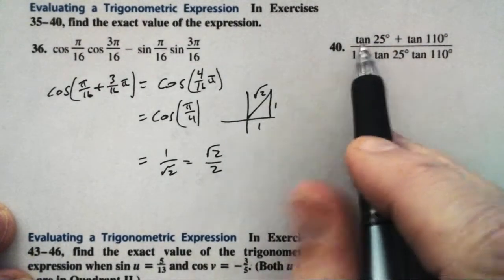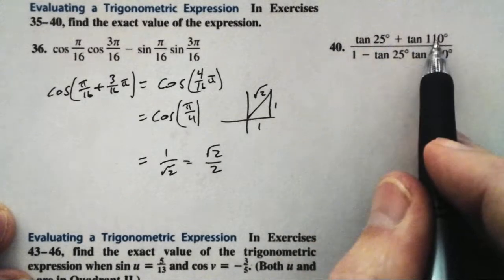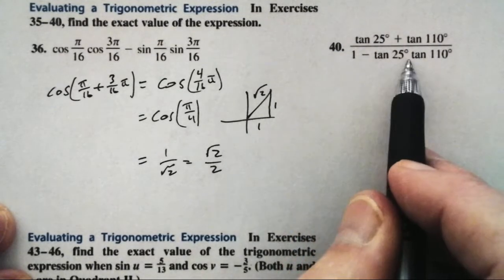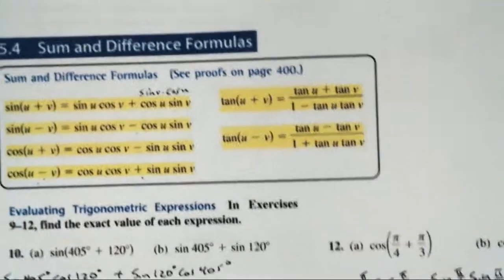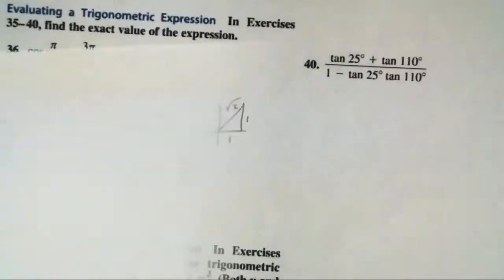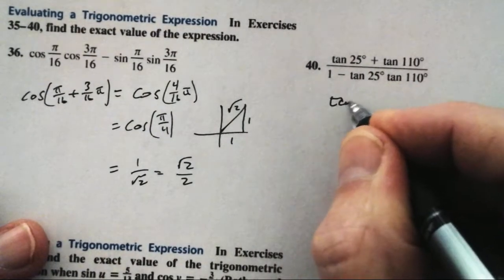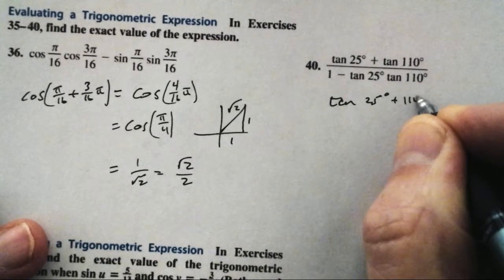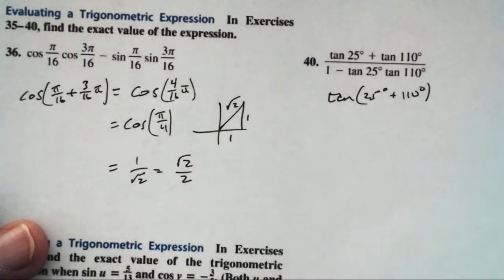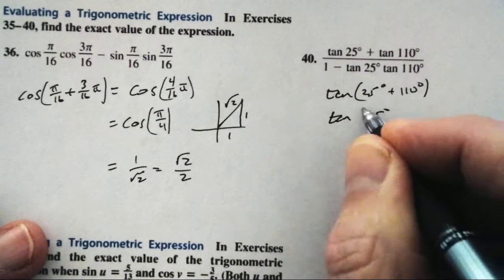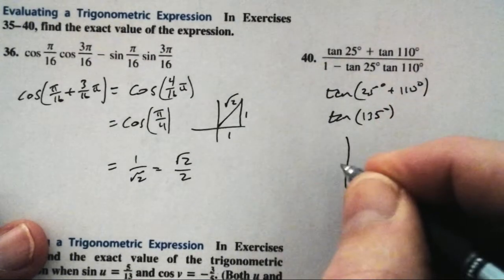Surely by now we're recognizing this. Tangent of a sum over 1 minus the product of the tangents. The sum of the tangents over 1 minus the product is tangent of just the sum. So this is tangent of 25 degrees plus 110 degrees, or tangent of 135 degrees. That has a familiar ring to us.